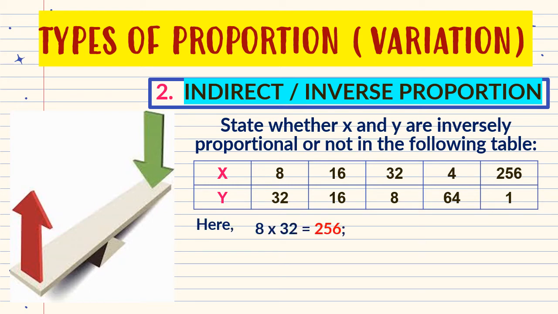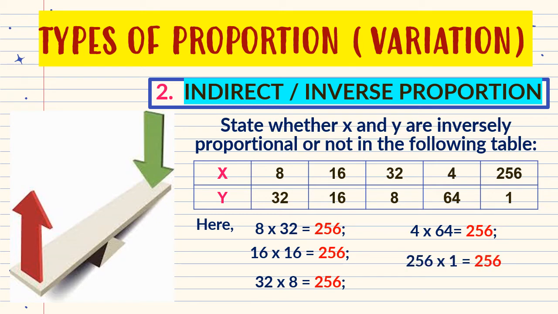The first column, 8 times 32 is equal to 256. 16 times 16 is also 256. 32 times 8 is also 256. 4 times 64 is also 256. And then 256 times 1 is also 256.